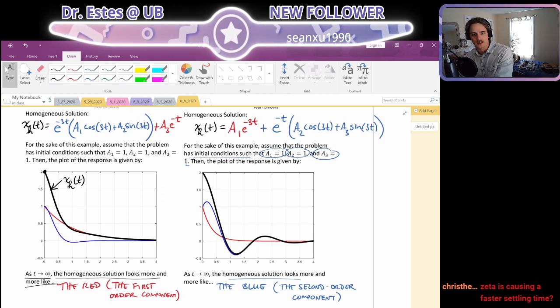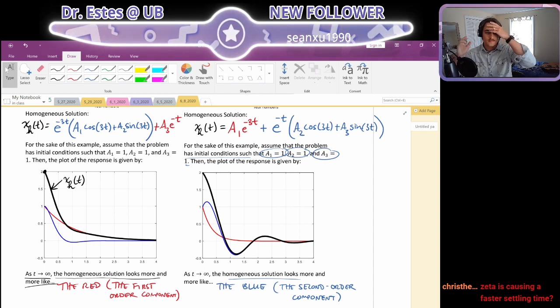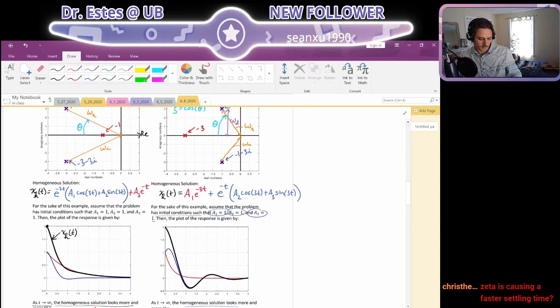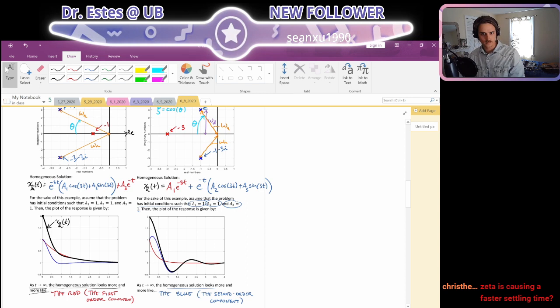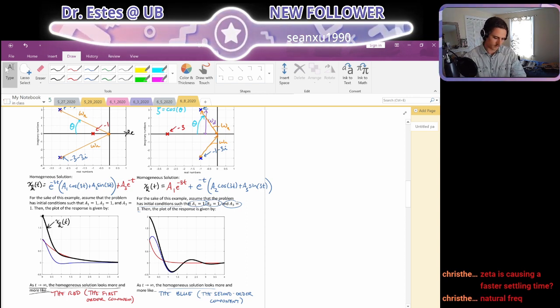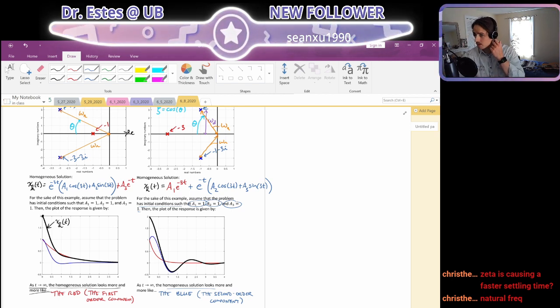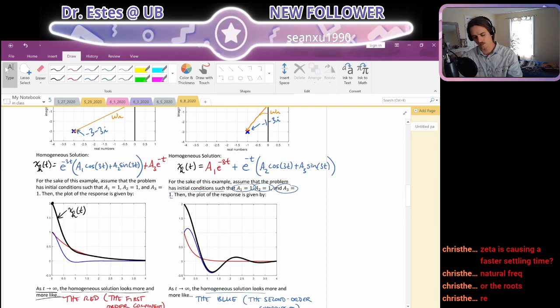Zeta is causing a faster settling time. Okay, zeta being the damping ratio. Okay, that's close. What is the settling time based on for a root? Natural frequency. Well, it's based on the product of zeta and the natural frequency, or the roots. Yes, the real part of the roots.